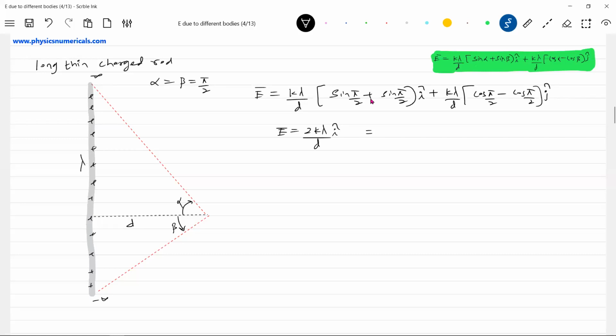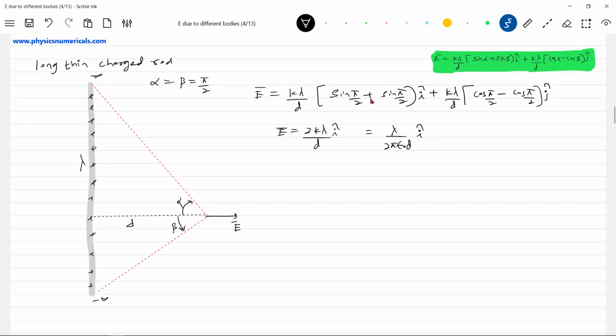Or further, K is what? K is 1 by 4 pi epsilon naught. So lambda by 2 pi epsilon naught D. What is small d? Perpendicular distance from the rod. And the field will be directed perpendicular to the length of the rod.